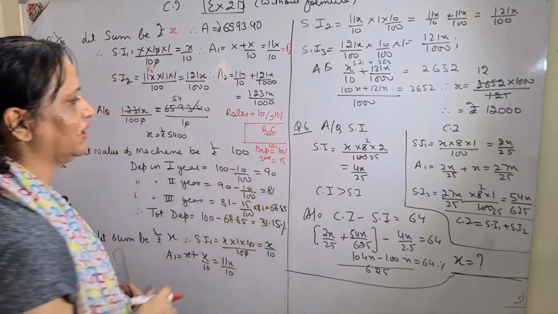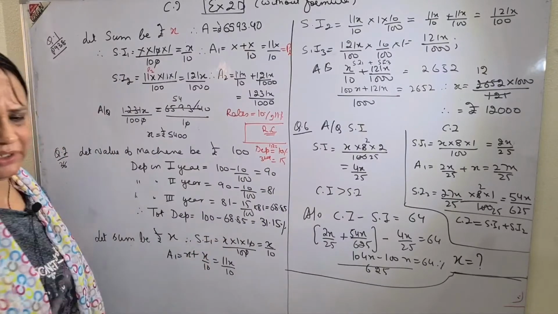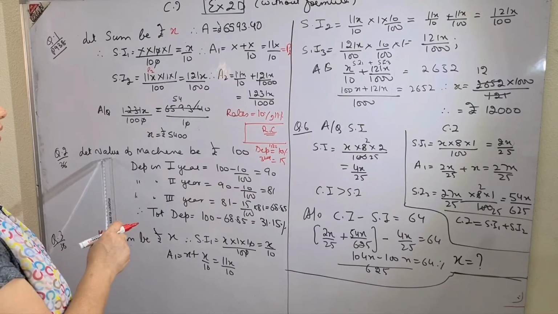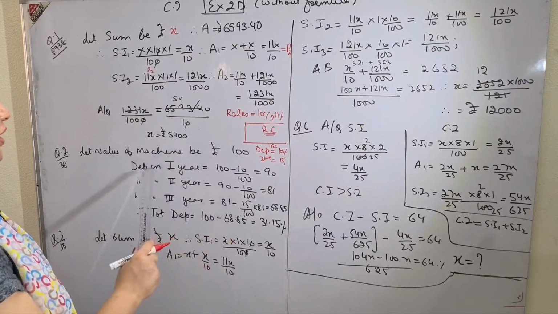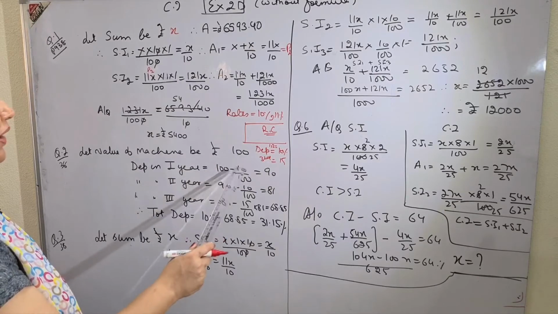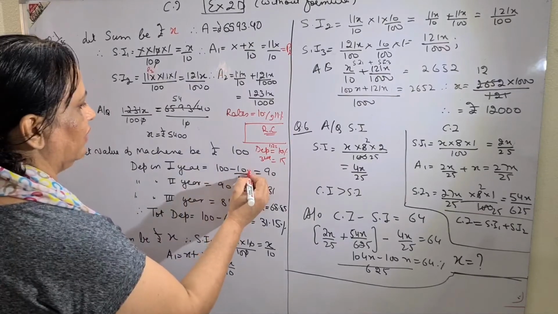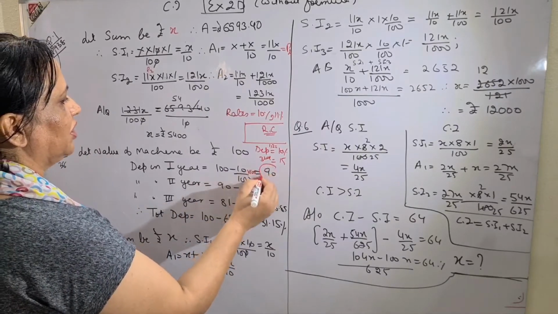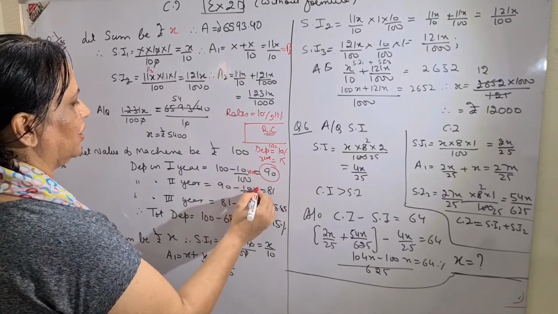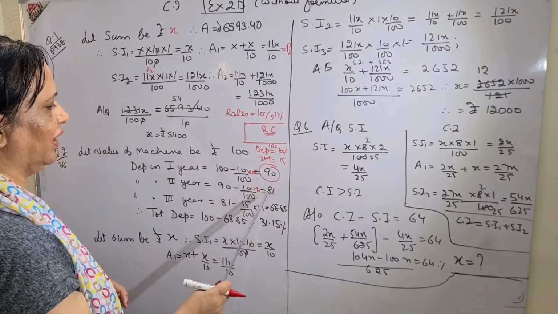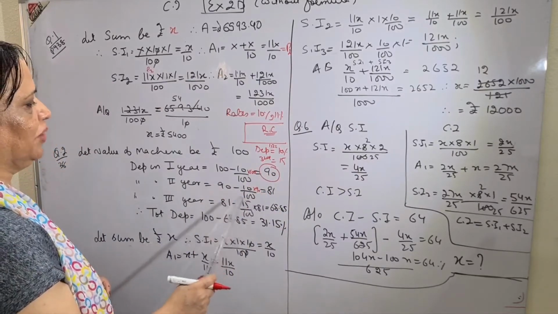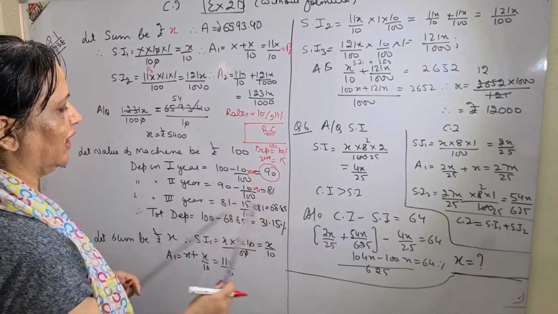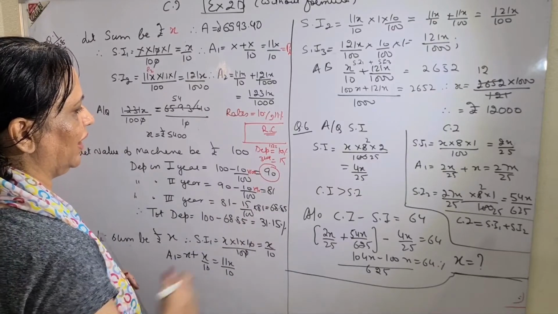First and second year 10%. He says find the total depreciation, so I have to find on 100. Let the value of the machine be rupees 100. Depreciation in the first year, 100 minus 10% of 100, gives you 90. Again for the second year, depreciation on the next value, 90 minus 10% of 90, gives you 81. But the third was 15%, so 81 minus 15% of 81, and I calculated this became 68.85.